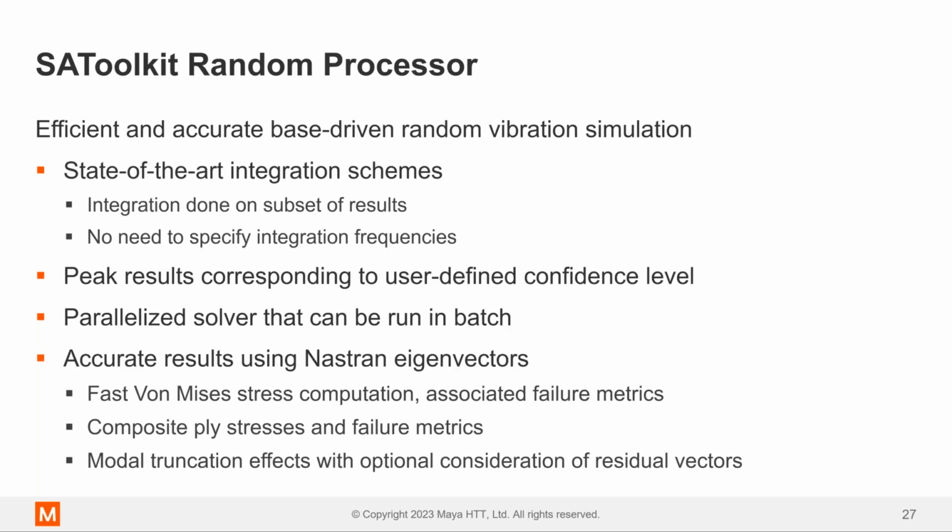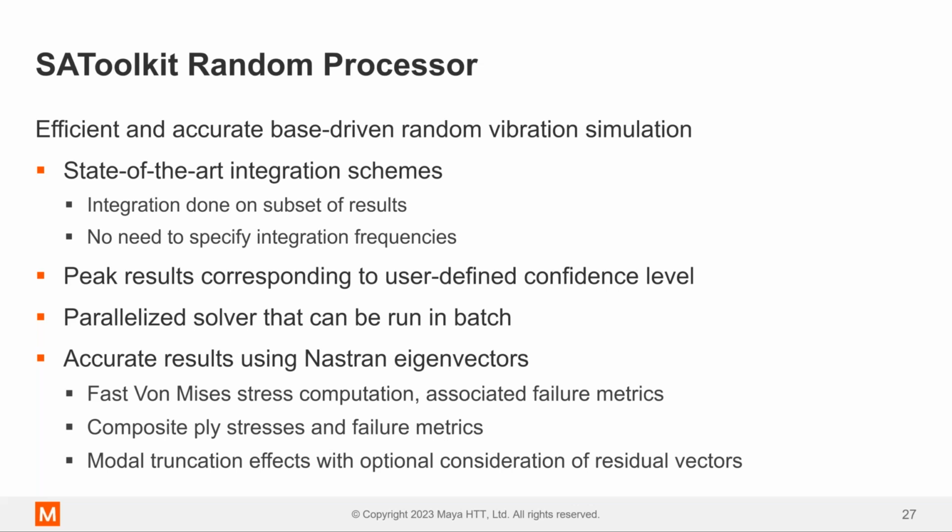For the random processor, it's much the same. Again, many of the same points. It's efficient and accurate base-driven random vibration simulation. Now, we use some state-of-the-art integration schemes. It's done on a subset of results. No need to specify integration frequencies. The peak results correspond to a user-defined confidence level. I'll explain that a little bit more. That goes into the idea of 3 sigma results. I'll talk about that more later.